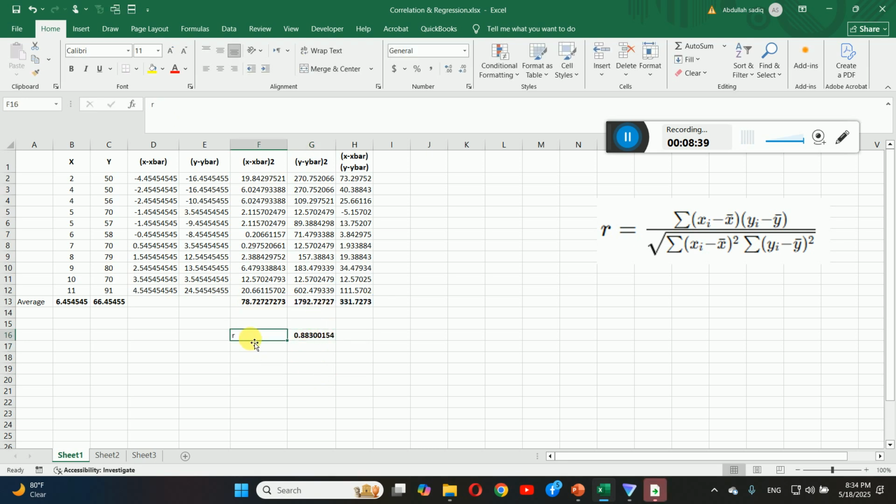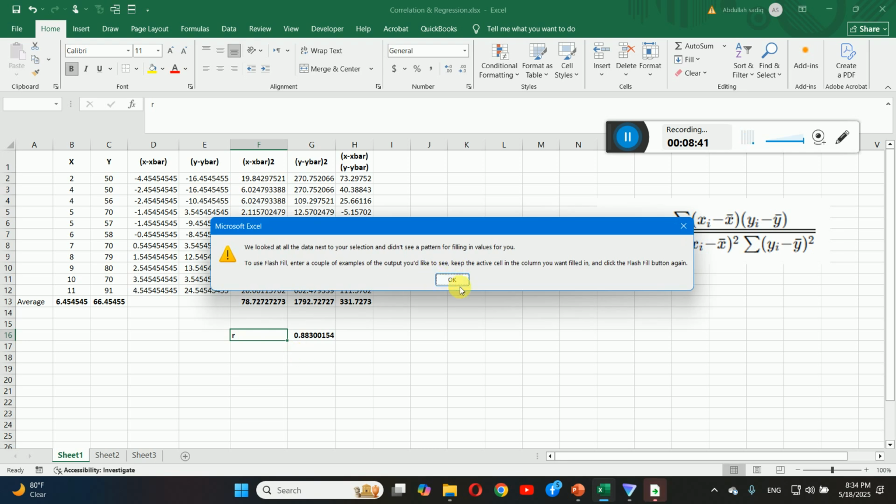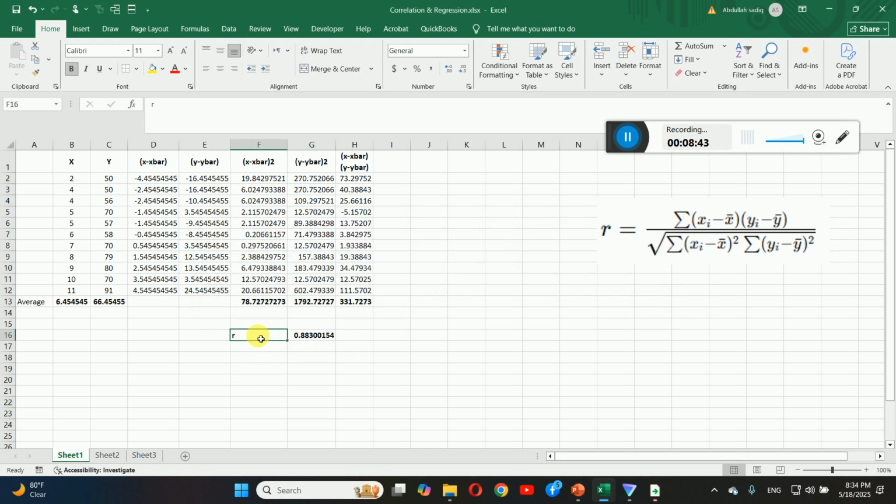Okay, what does this mean, dear students? You can say simply the 0.883 means, dear students, that there is a positive strong correlation. Why? Because it's getting closer to 1. If it is 1, you can say there is a perfect positive correlation. But if it is just closer, 0.88, this is a very big number, you can say there is a strong positive correlation, dear students.